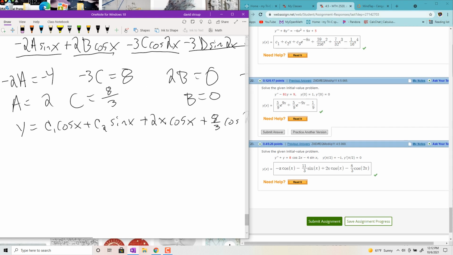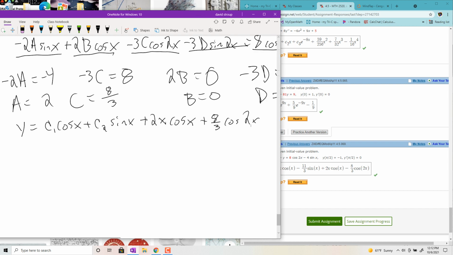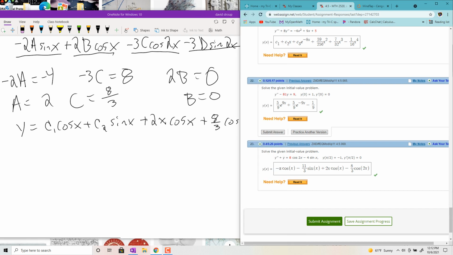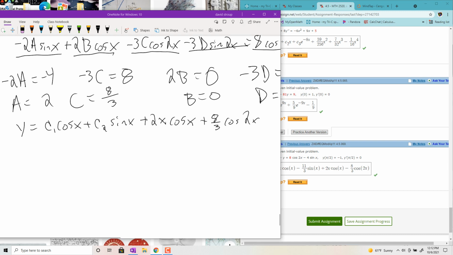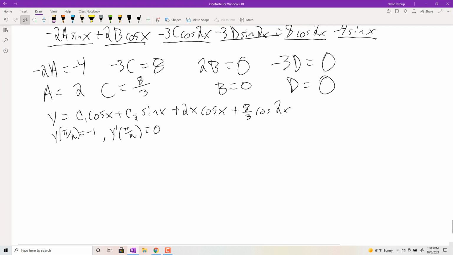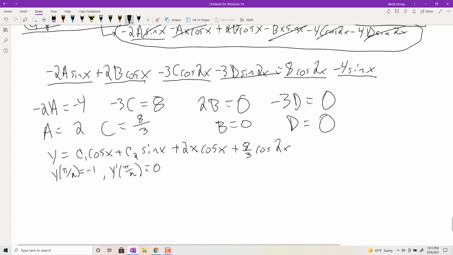Okay, so yeah, I think so. I got that. See, you can see my particular part is correct. I just got to get the c1, c2 from the initial conditions. So my initial conditions: y of pi over 2 is -1, y prime of pi over 2 is 0. Okay, so I need the derivative.